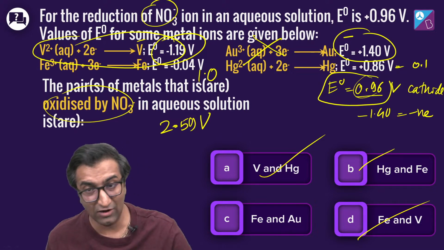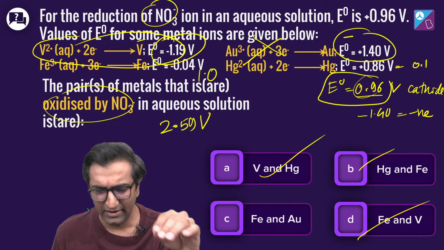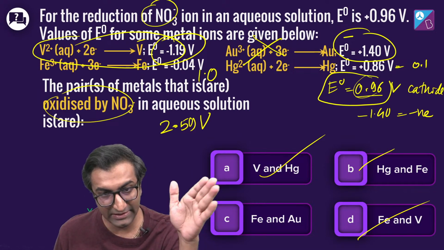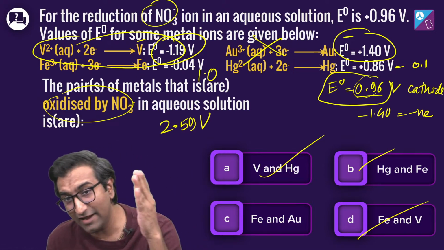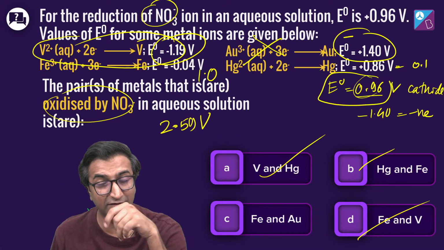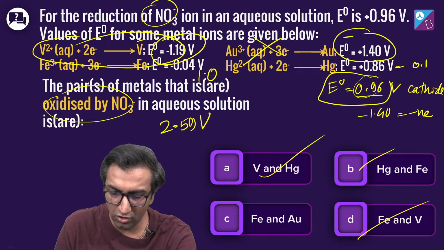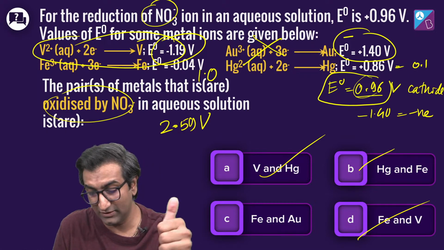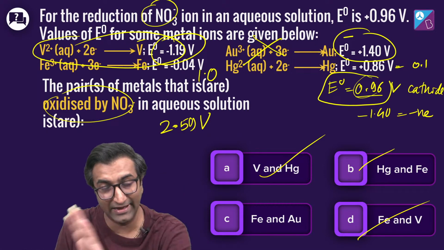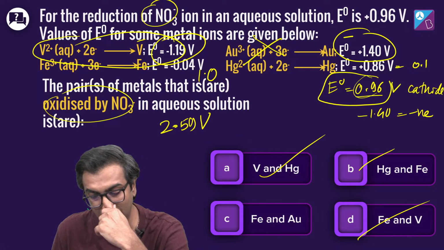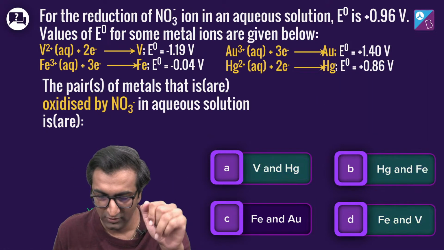ठीक है. This is how you do a question like this. Okay. And yes, Mehak, D is correct, A is correct, and B is correct. All three of them are correct. सिर्फ गोल्ड ऐसा है जो ऑक्सीडाइज नहीं हो सकता है, क्योंकि गोल्ड का रिडक्शन पोटेंशियल बहुत पॉजिटिव है, तो वो भाई रिड्यूस होना चाहता है. It does not like getting oxidized even by nitrate. It's not possible. I need something stronger than nitrate to do this.